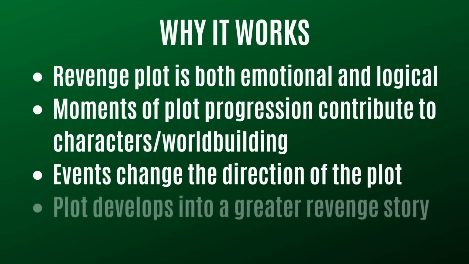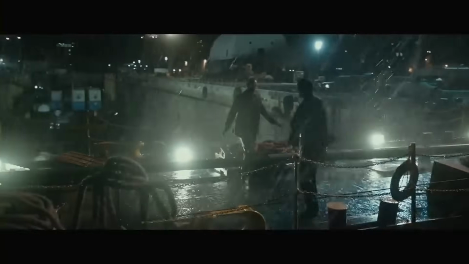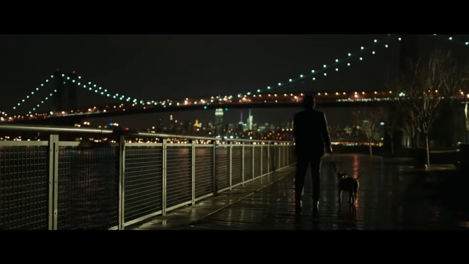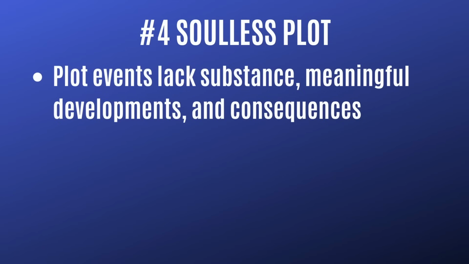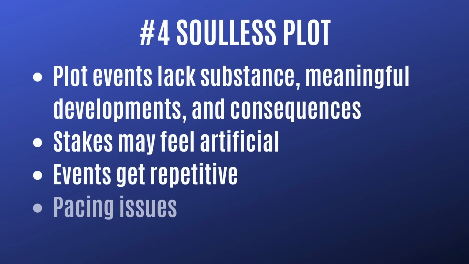And ultimately, the plot develops into this greater revenge story where John destroys his past. He had hoped to find peace in retirement, and now he returns to what he does best in order to create a world where he can start over. Finally, the fourth type of bad plot is the soulless plot. This is when plot events lack substance, meaningful developments, and consequences. The stakes may feel artificial, and as a result, the events get repetitive and pacing issues become apparent.